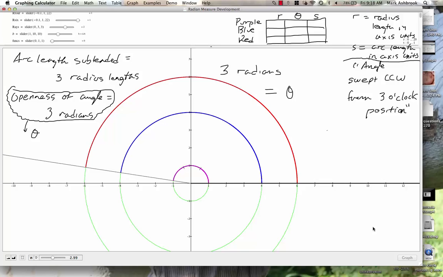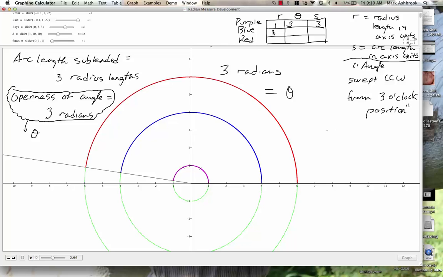Okay, here we go. How about Derek? Tell me about the purple. What is R for purple? He wants 1. What is theta for the purple arc? 3. And what is S? He wants 1, 3, and 3. Agree? Okay.